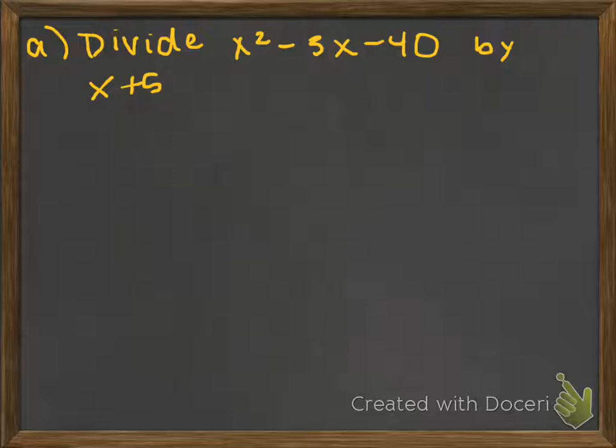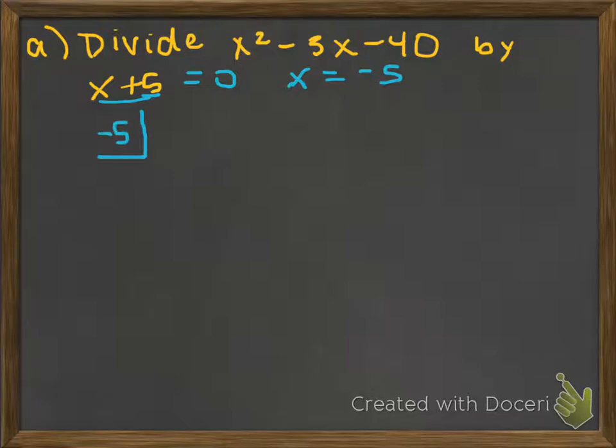Synthetic division, we start by drawing a little backwards box. And whatever we're dividing by, so since I'm dividing by this x plus 5, if I set this equal to 0 and I solved, I would get that x equals a negative 5. So whatever I'm dividing by, I would set equal to 0 and solve. So I got negative 5. So that's what goes in my box.